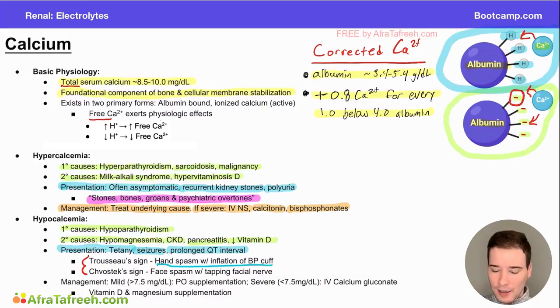Another exam finding is this face spasm with tapping of the facial nerve. So this is saying that when the patient's facial nerve is palpated, it will cause a spasm reaction that will pull the mouth towards that area. It'll look something like this.